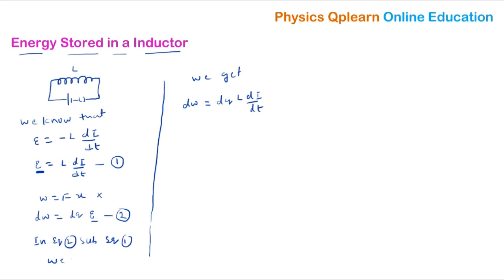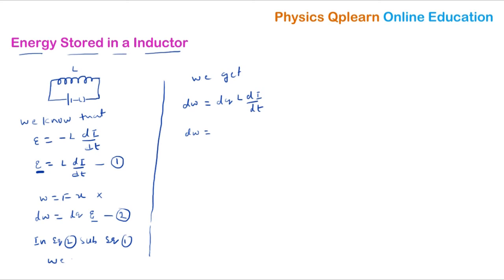Now just observe this. The work done is equal to dq, L and di. What I will do is interchange di in the place of dq.